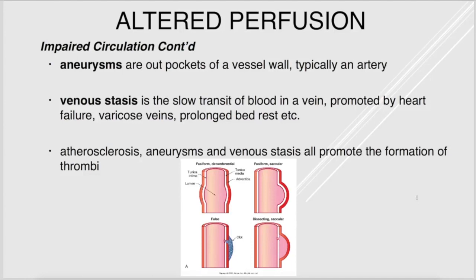Aneurysms, these are just outpocketings of a blood vessel wall, typically in reference to an artery. Aneurysms have never killed anybody, but when they rupture, they can certainly be dangerous. They commonly form in the abdominal aorta. They commonly form where the carotid artery bifurcates into the internal and external carotid arteries, and a couple of other places.